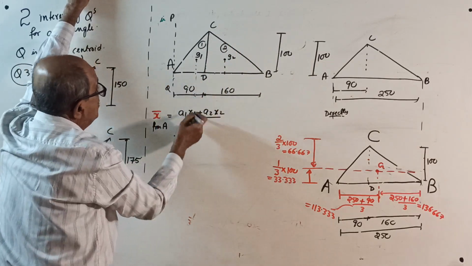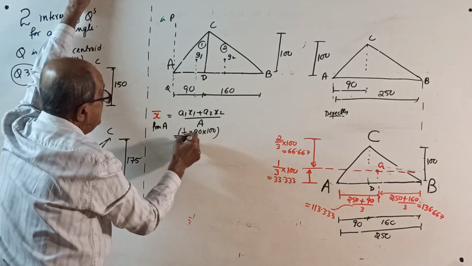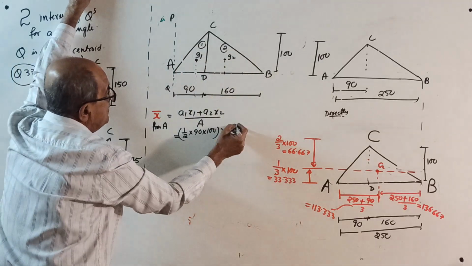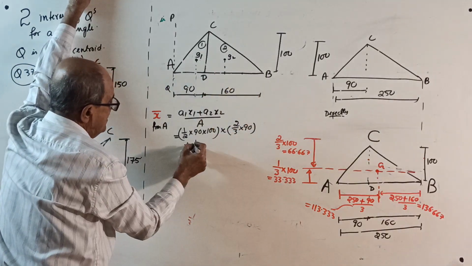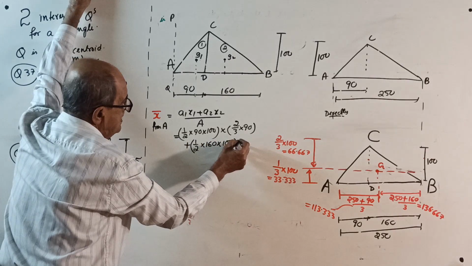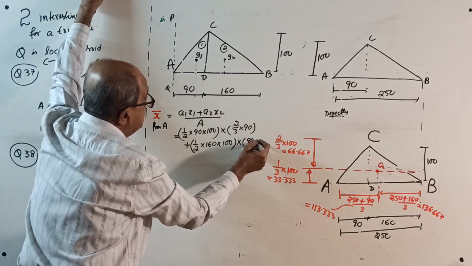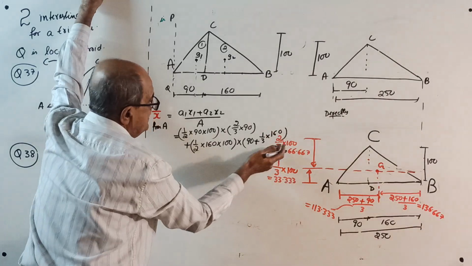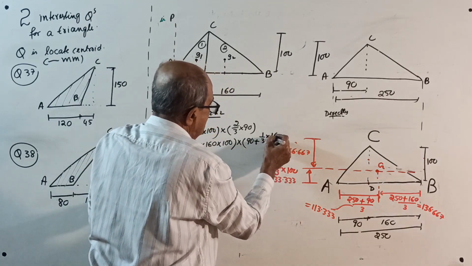Then x bar from A equals A1, half into 90 into 100, into its centroid distance from here, 2/3 of 90, plus second area, half into 160 into 100, into from here to here 90 plus this distance, which is 1/3 of 160.